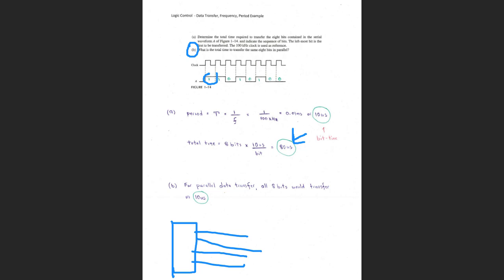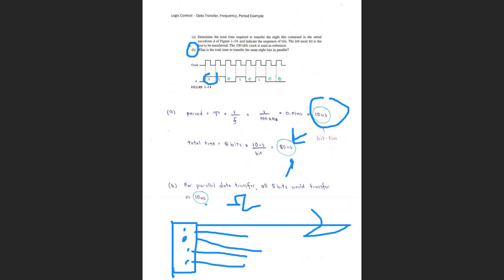It's sitting over here on this device. The one is sitting here, and the zero sitting here, and the one that's sitting there. And when that clock clicks, they all move over here at one time. So basically, if I have parallel data transfer, it only takes one click of the clock to move all of those bits. So it only takes 10 microseconds instead of the 80 that I have here.